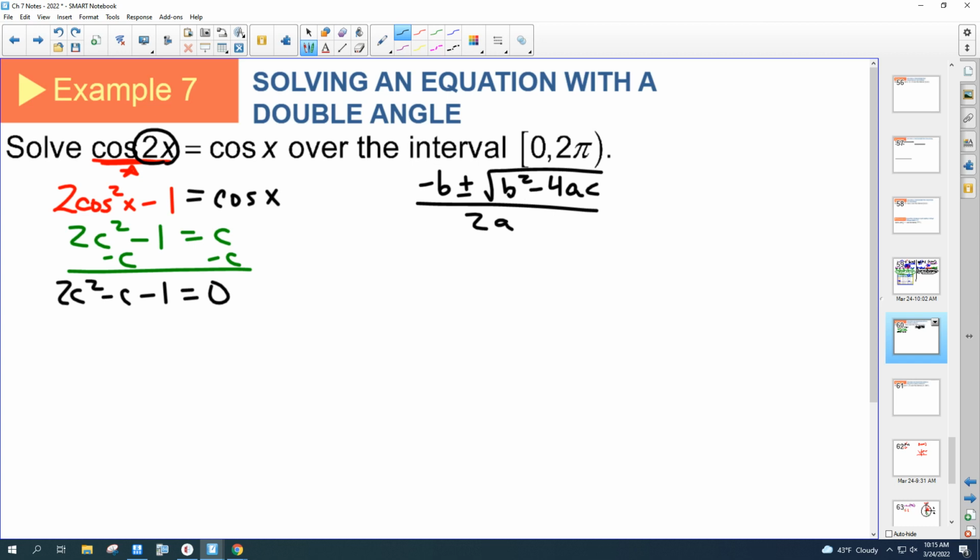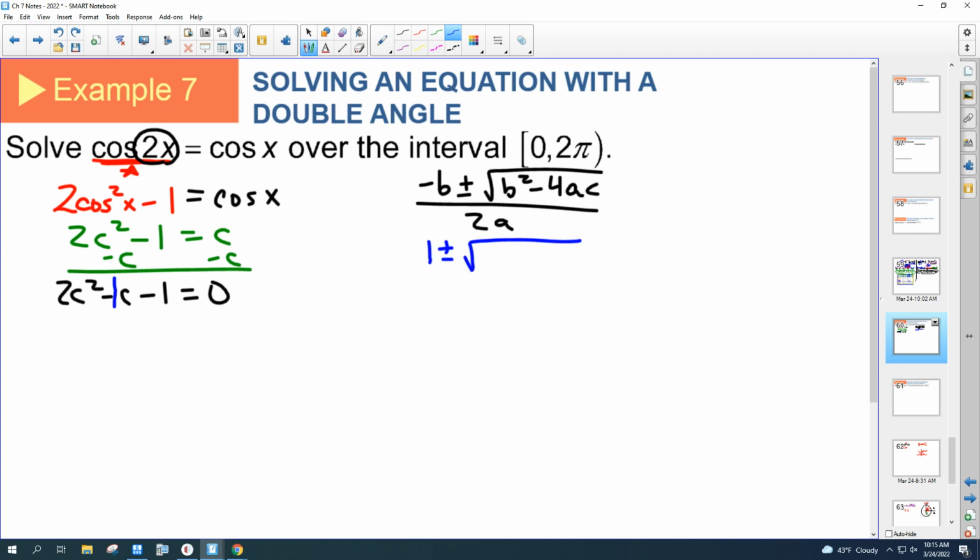Maybe you have that memorized. You can always look it up. But I'm going to plug in the coefficients. So negative b, or the opposite of b, remember b over here is negative 1. So I'm going to go the opposite of negative 1. That's 1 plus or minus the square root.